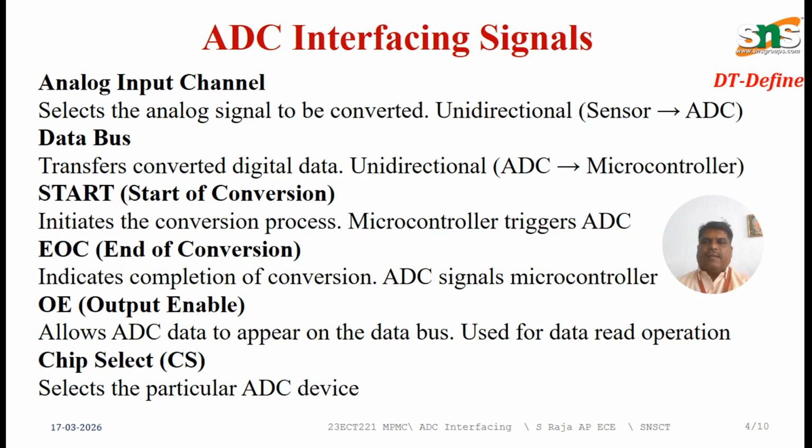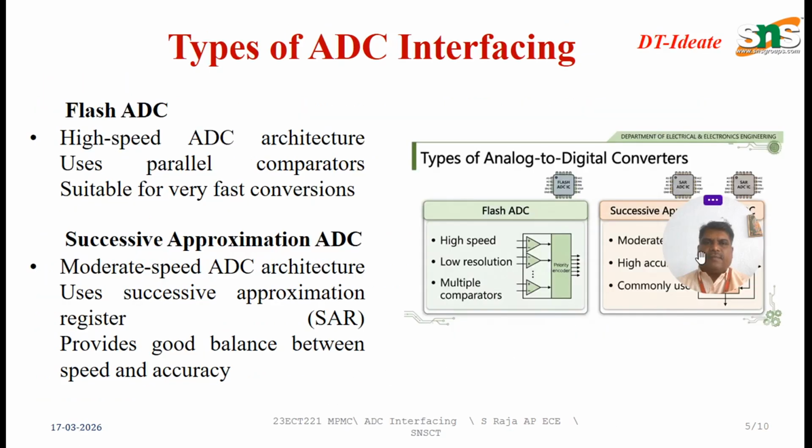EOC, end of conversion, indicates the completion of conversion; the ADC signals the microcontroller. OE, output enable, allows ADC data to appear on the data bus and is used for data read operations. Then finally chip select selects a particular ADC device for delivering its output to the microcontroller.